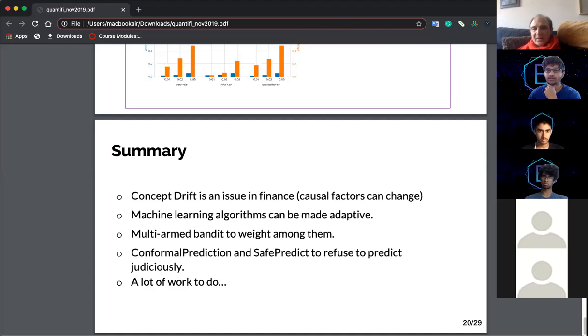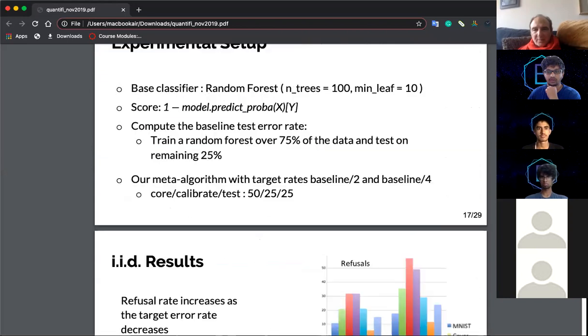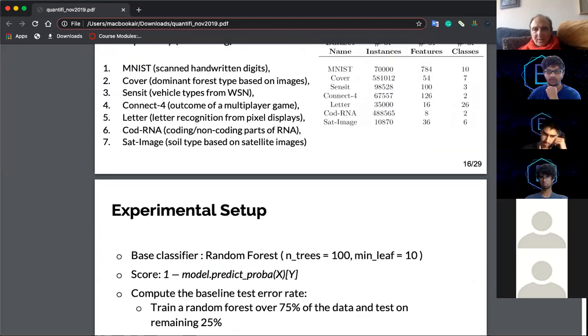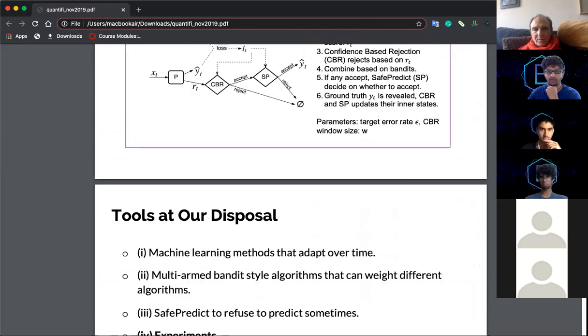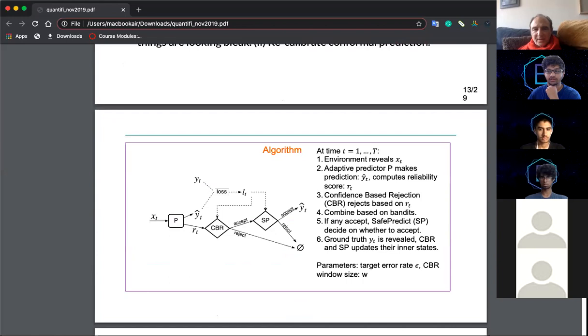Okay. That sits here. If you go back a little bit, please. Keep going. A little bit more. There. Stop. Go to the next slide.